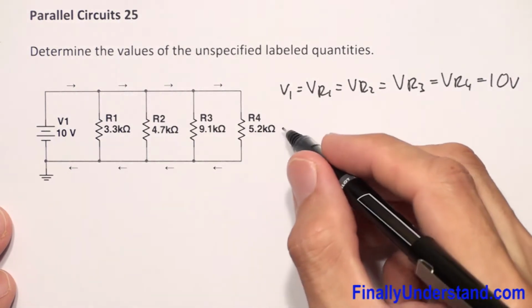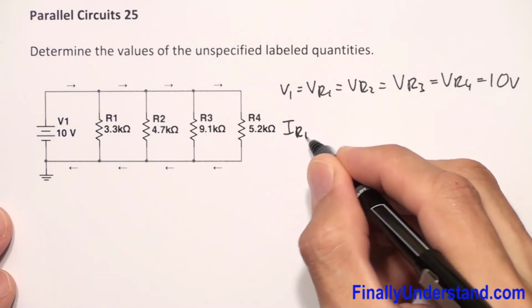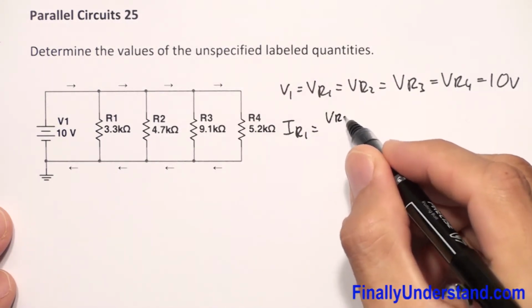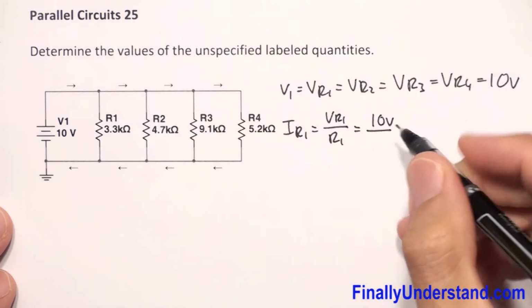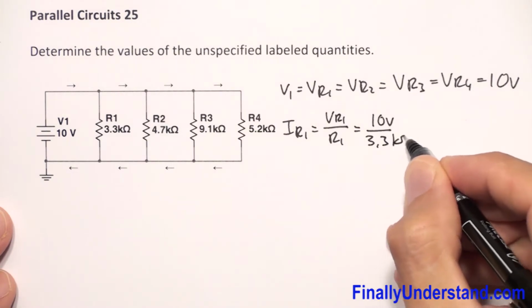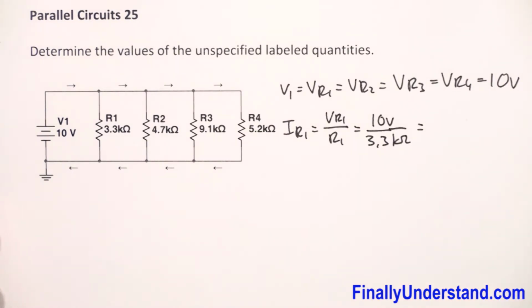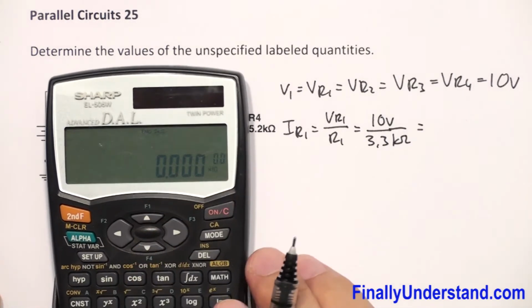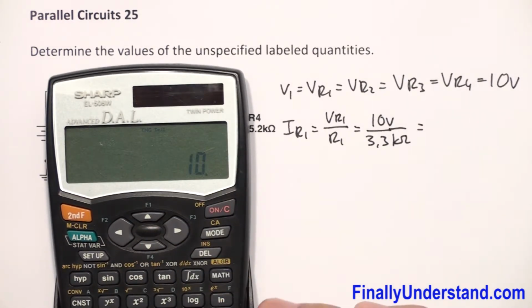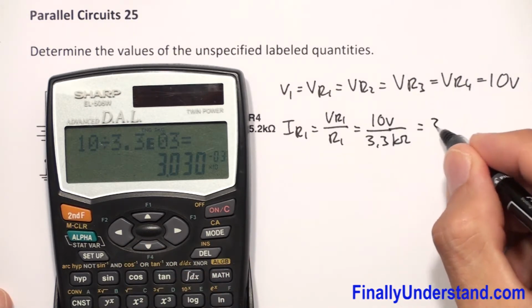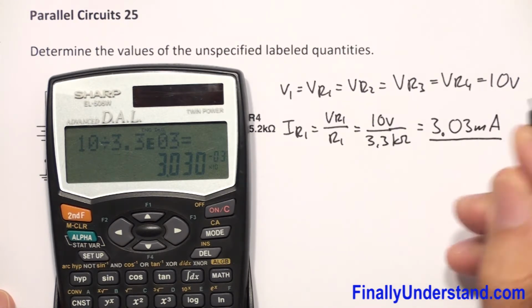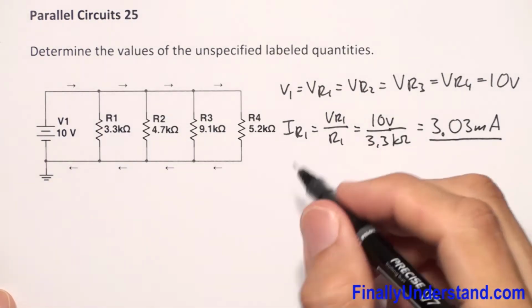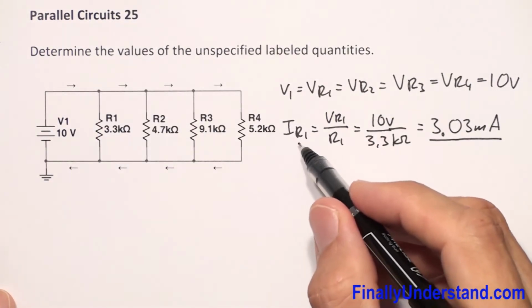Now I'm going to find the current IR1, which is equal to VR1 over R1. This is equal to 10 volts over 3.3 kilo ohms. Okay, let's check the calculator. We have 10 divided by 3.3 times 10 to the power of 3, which is equal to 3.03 milliamps. Okay, so this is the current which will go through resistor R1.